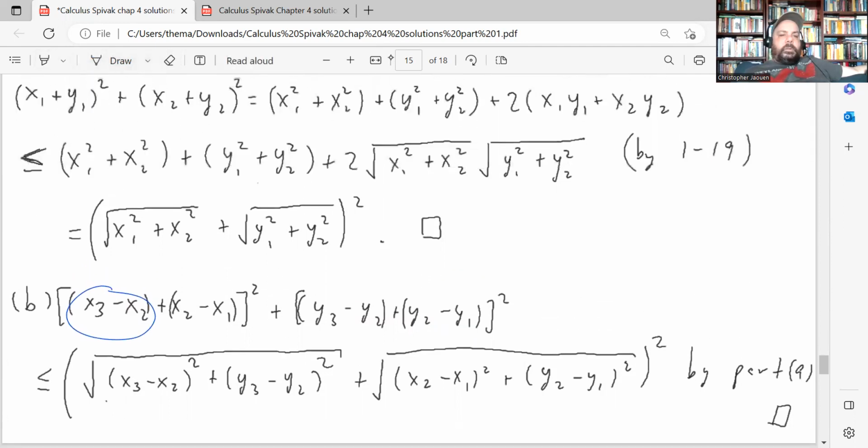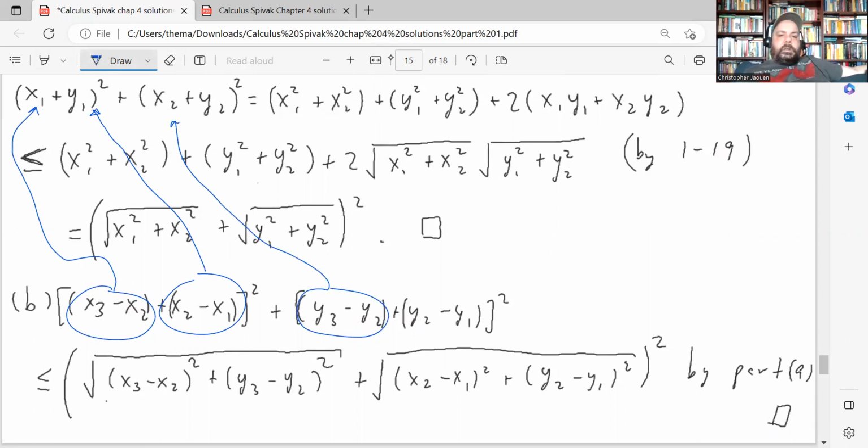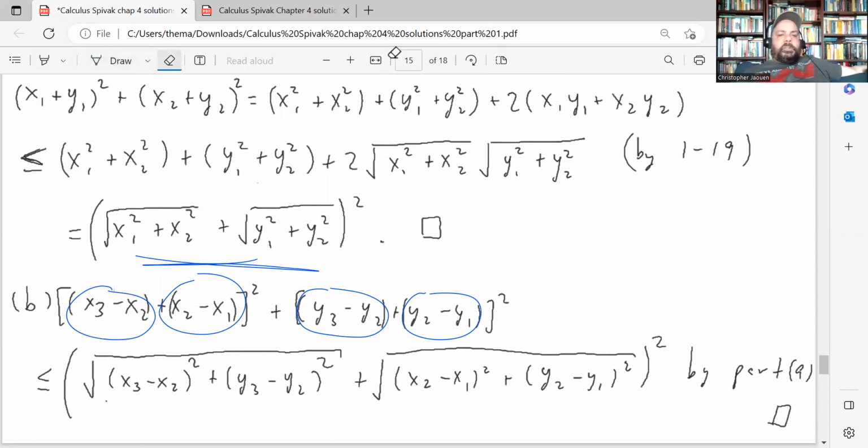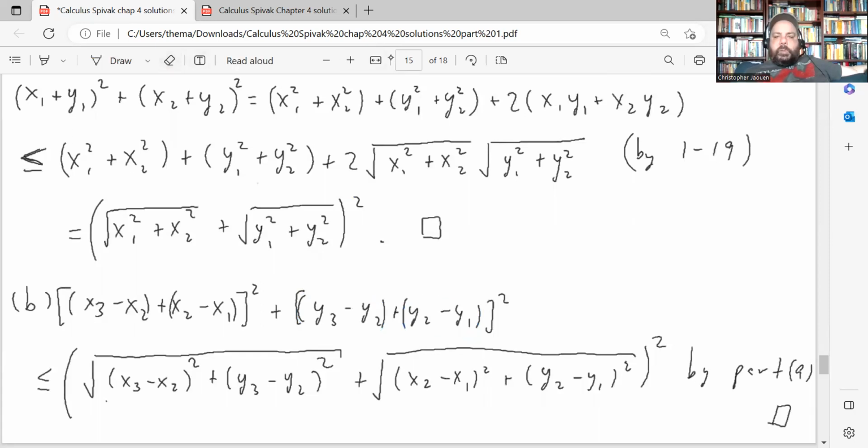Let me just scroll up a second. Plug this in for x1 here, plug this in for y1 here, plug this in for x2 here, plug this in for y2 here, and same thing down here, and you just get the inequality. So once you have part A, there's virtually no work you have to do to get the triangle inequality. All right, so that's the solution for part B.